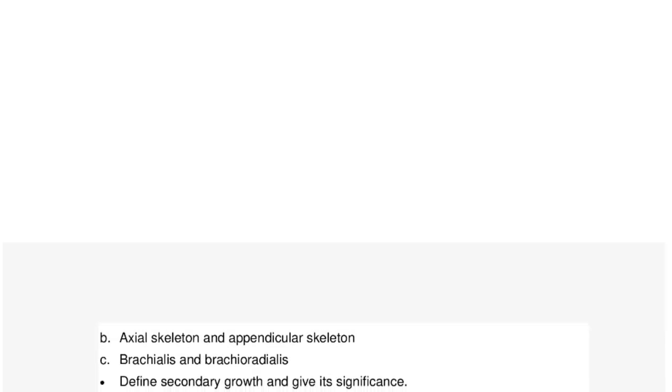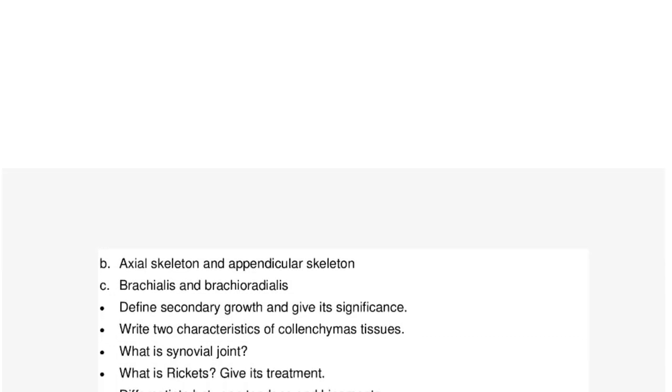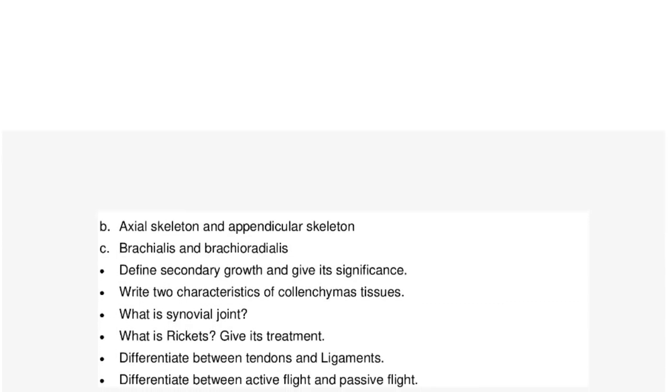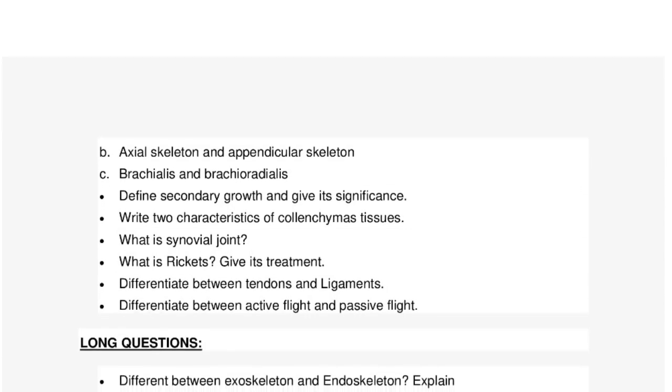Write two characteristics of parenchymatous tissues. What is synovial joint? What is rickets? Give its treatment. Differentiate between tendons and ligaments. Differentiate between active flight and passive flight.